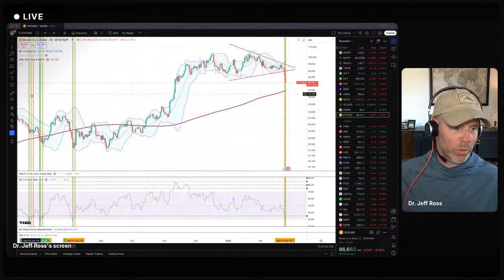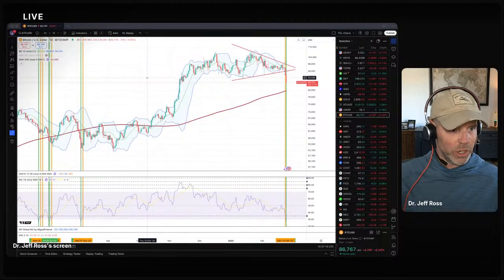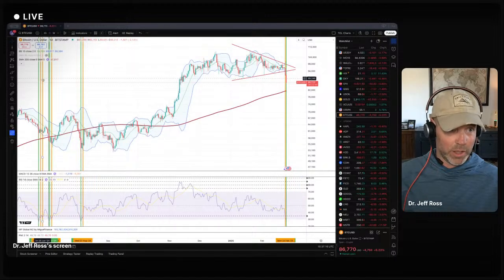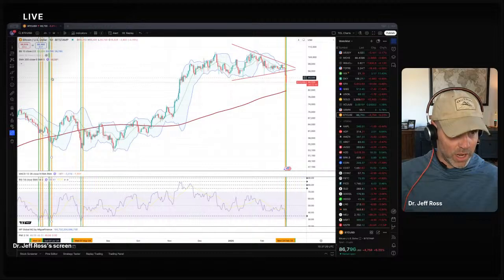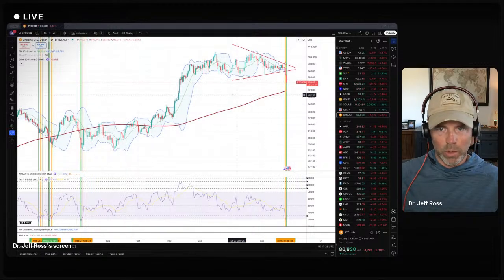So the orange lines were rare occasions over the last year and a half or so where the Bitcoin RSI was less than 35. You see these orange lines, okay? If you look at where these happen to be, you'll notice those orange lines are pretty good buying opportunities.